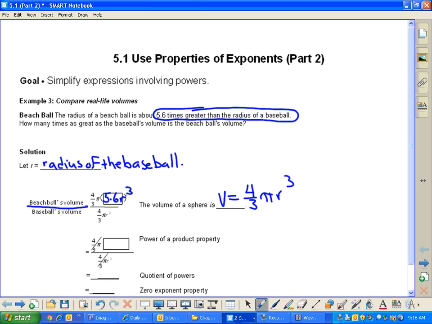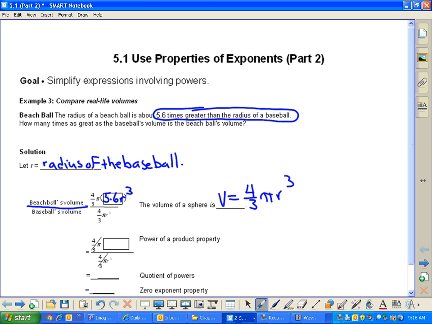Why, Calvin? Yes. Well, not the volume. The radius. So you see what I circled up here? 5.6 times greater than the radius of a baseball. So you take 5.6 times r and you put it in.